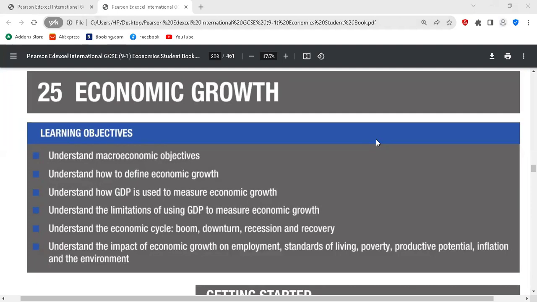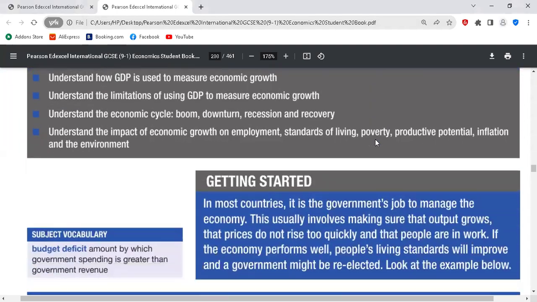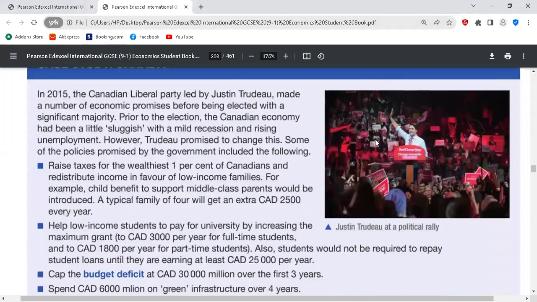Chapter 25, economic growth. When I talk about economic growth, that means the output of the economy is increasing. That's what it means. So let's go down.